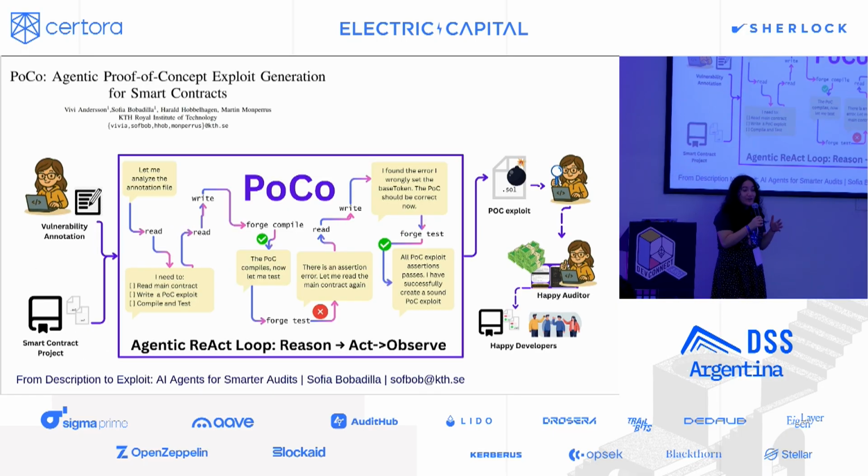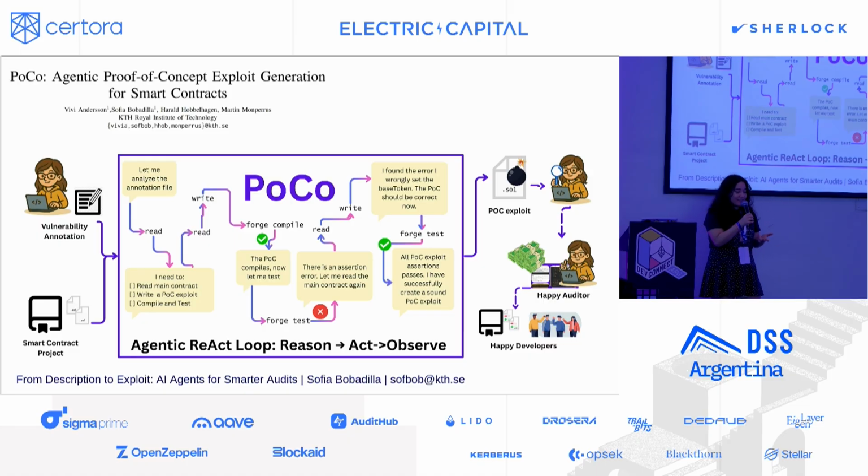So what's the idea of POCO? As I said, we don't do detection, and I want to make that very clear. We rely on a vulnerability annotation already made by an auditor. They write this description: I believe I found a vulnerability here, I believe this is the state in which it can be exploited, and this is how you can verify it. And then it also gives us the smart contract project in which the vulnerability exists.